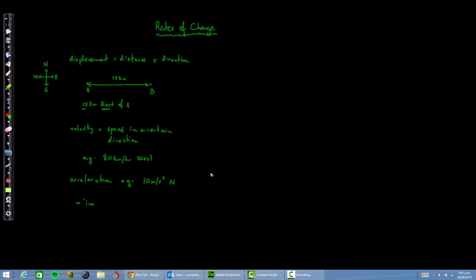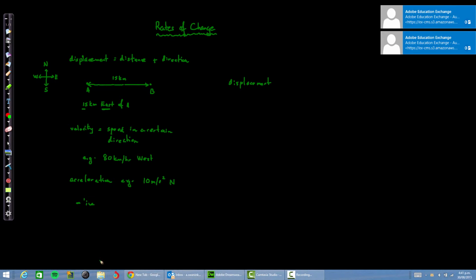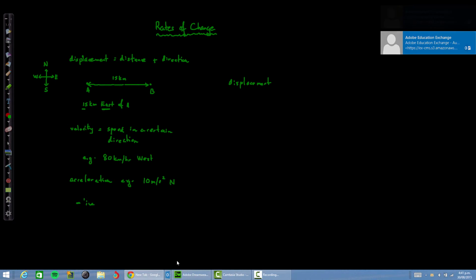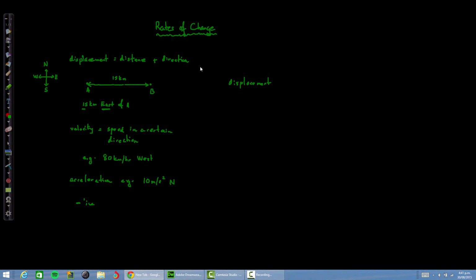Okay, so to summarize then, if we have displacement and we're wanting to get information about velocity, well, velocity is the rate at which displacement is changing with time. Okay, so to repeat myself again, velocity is the rate at which displacement is changing with time. So we get that by deriving.